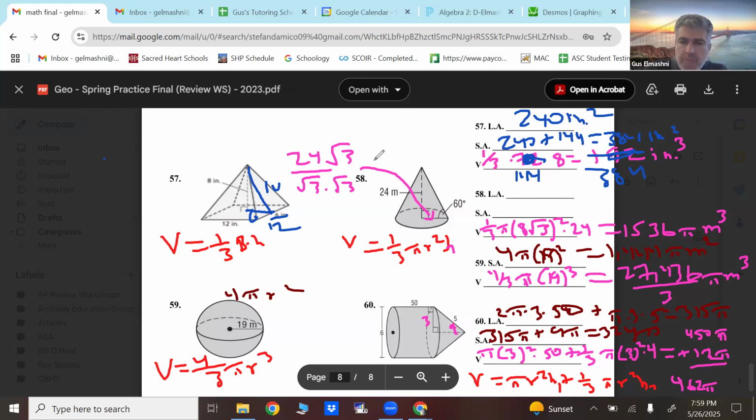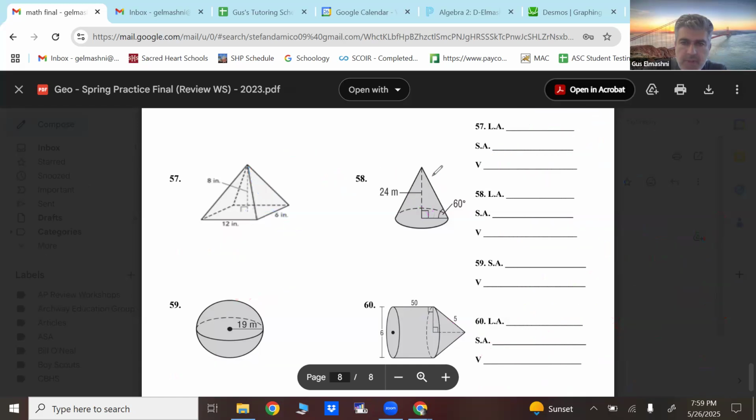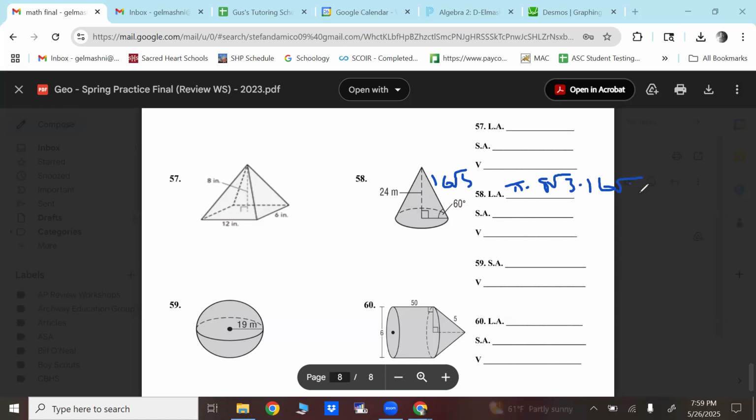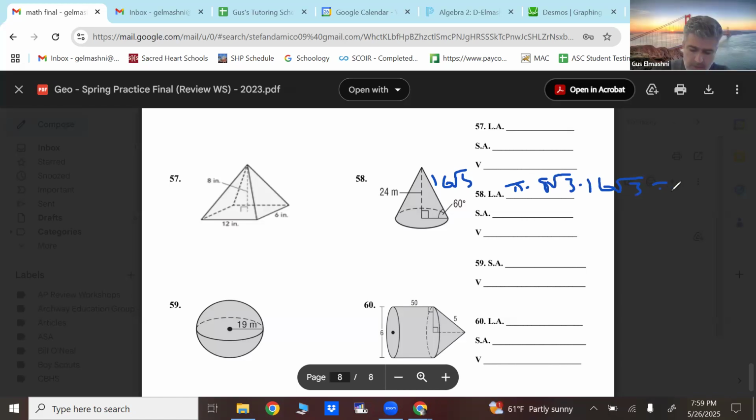Lateral area, that's pi r l. So if that's 24, that's 8 root 3, that's 16 root 3. So it's pi times 8 root 3. Yeah, 16 root 3. 8 times 16 times 3. You get 384 pi meters squared.